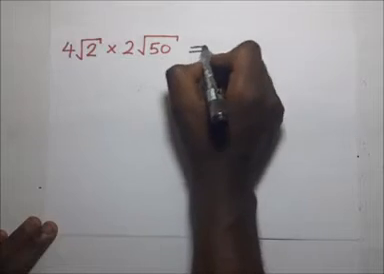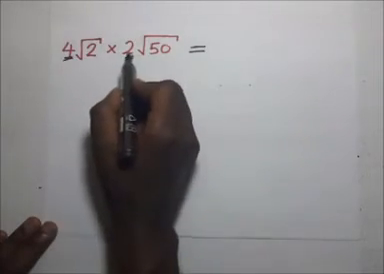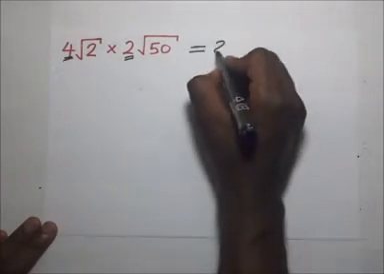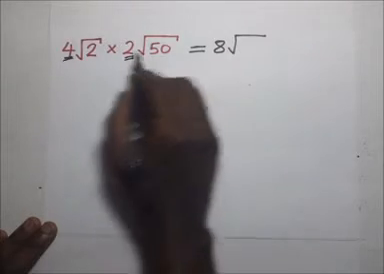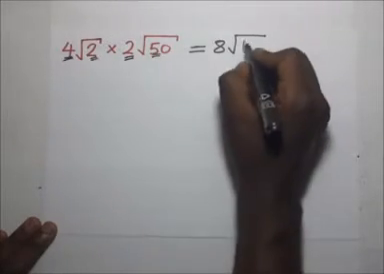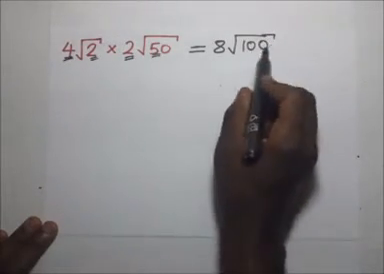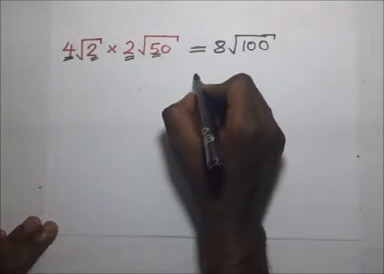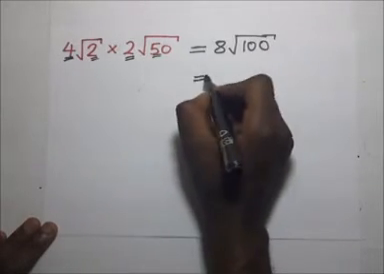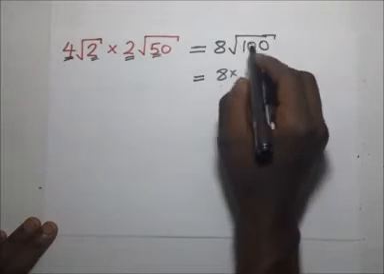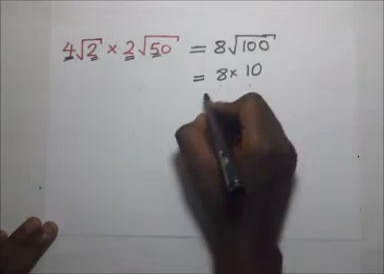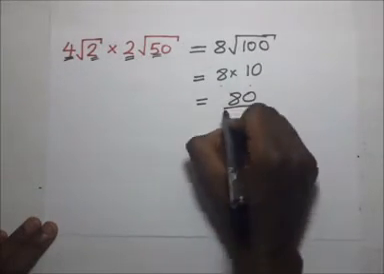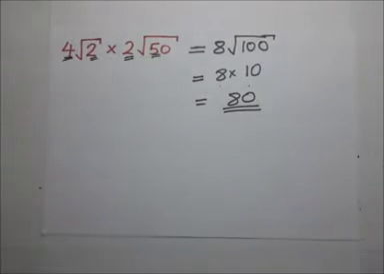That's going to be equal to, so we shall multiply the whole numbers together first. 4 times 2 is 8, so it's going to be 8 times the square root of 2 times 50, which is 100. But then now we realize that the square root of 100 can still be simplified further. So that is going to be equal to 8 times the square root of 100, which is 10. So the answer here is 80. And that is the answer. Now that is how we multiply mixed surds.